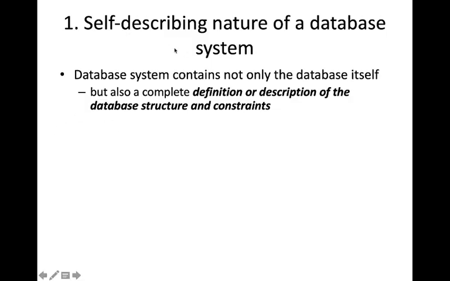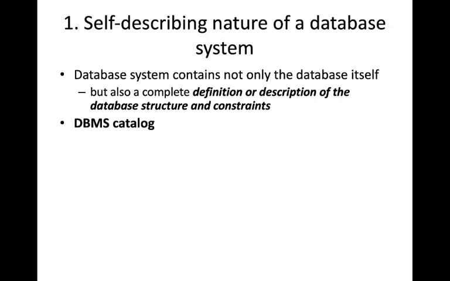So if we take a database system, it contains data. Additionally, it contains a description of the database structure and the constraints on the database. For example, if you have some data called phone number, we will specify a constraint. It should be a number, or it should be a 10-digit number. Then that is a constraint on the database. So that will also be stored in the database system. That is why we say it has a self-describing nature. It contains data about its data.